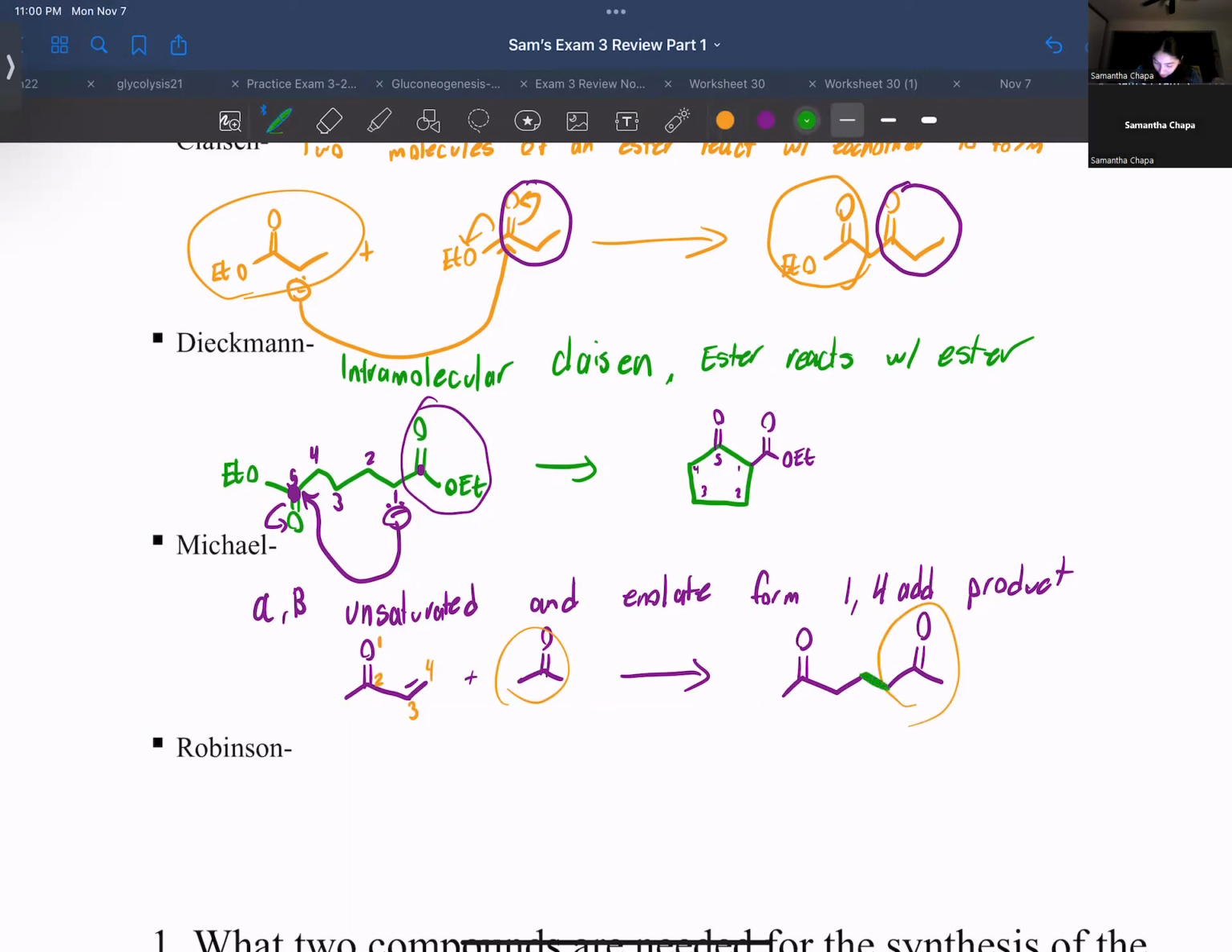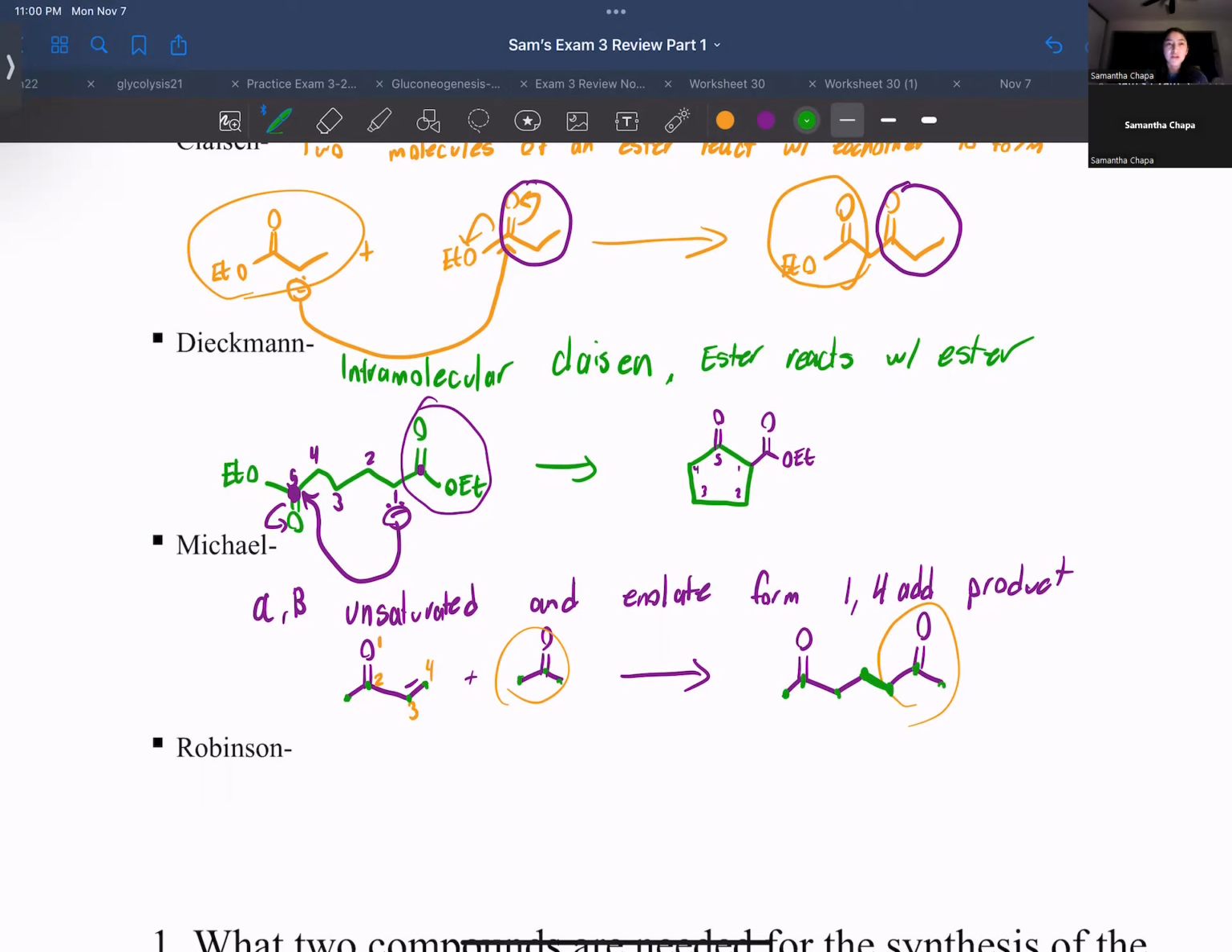This is the new bond. And notice how I'm not adding any carbons. So I'm going to count my carbons just to make sure. 1, 2, 3, 4, 5, 6, 7. 1, 2, 3, 4, 5, 6, 7. So I've added nothing new. It's just these 2 carbons together.